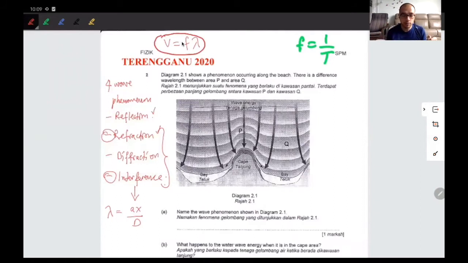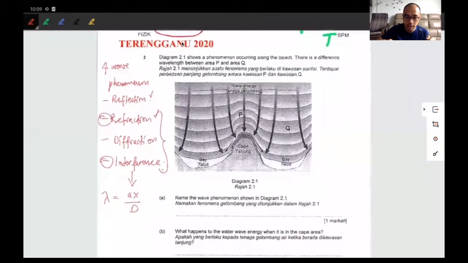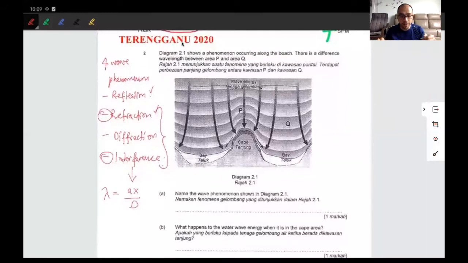So diagram 2.1, Terengganu question number 2. Diagram 2.1 shows a phenomenon occurring along a beach. There is a difference between the wavelength of area P and area Q. You can see P over here, the wavelength looks shorter, and then Q looks bigger. Name the wave phenomenon shown in diagram 2.1.